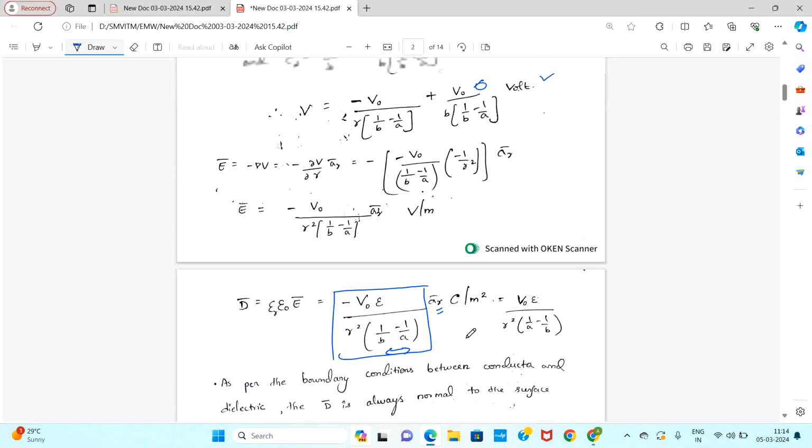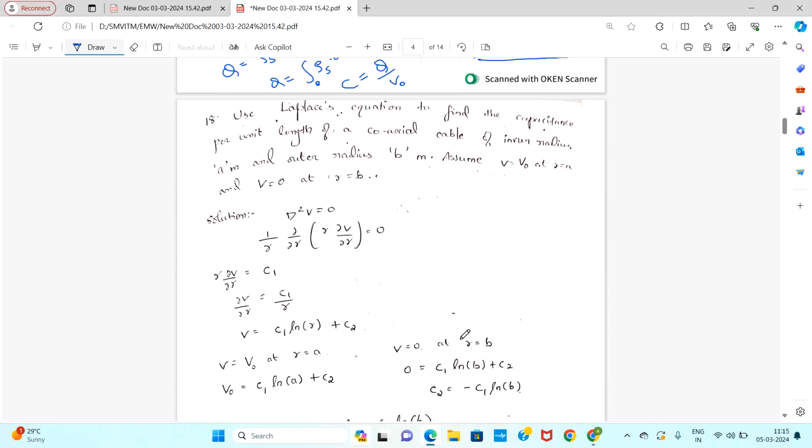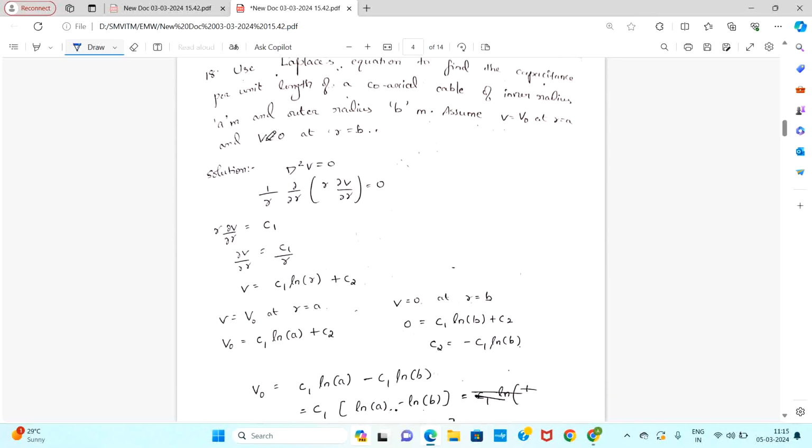Okay, so we'll move on to the next question. Second problem, similar to this. They've given you the Laplace equation to find the capacitance per unit length of a coaxial cable of inner radius A and outer radius B. Assume V is equal to V naught at R equal to A and V is 0 at R equal to B. So whenever they say coaxial cable, it is nothing but cylindrical coordinate system.